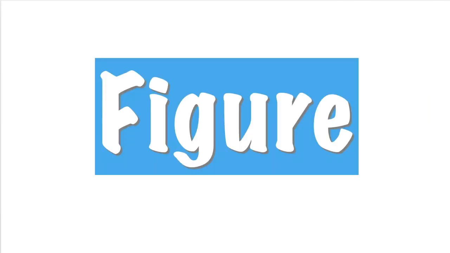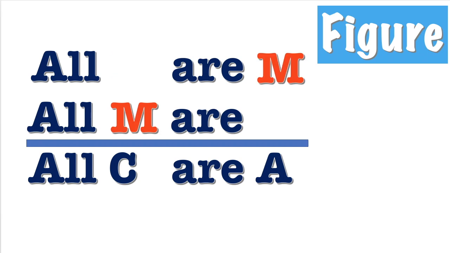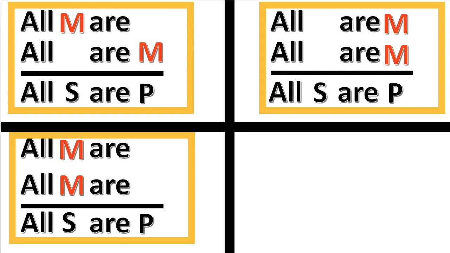The figure of the categorical syllogism is the order in which the middle term appears in the premises. There are only 4 possible orders in which the middle term can appear. That is here, here, here, or here.